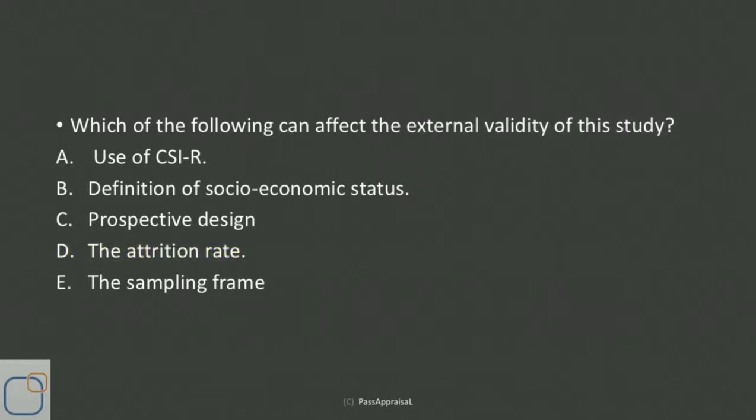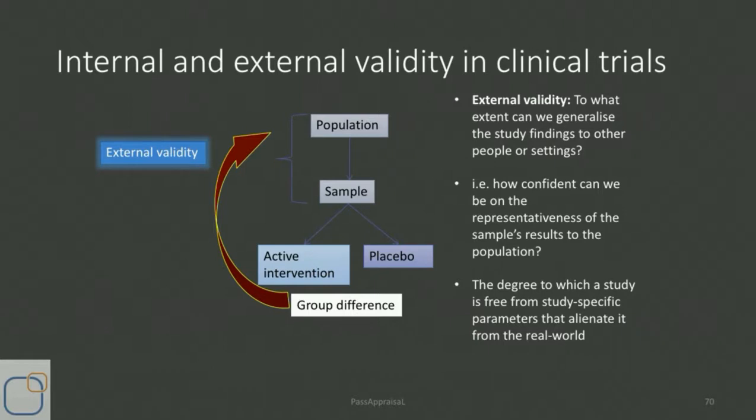Which of the following can affect the external validity of this cohort? Use of CSIR, socioeconomic status definition, prospective design, attrition rate, sampling frame. What is external validity? External validity answers the question, to what extent can we generalize the study findings to other people or other settings? So it is about generalizability. How confident can we be on the representativeness of the sample's results to the population. So if you have done sampling properly, if you have used an exhaustive sampling frame that captures and represents most people in the population, then your external validity will be very good.